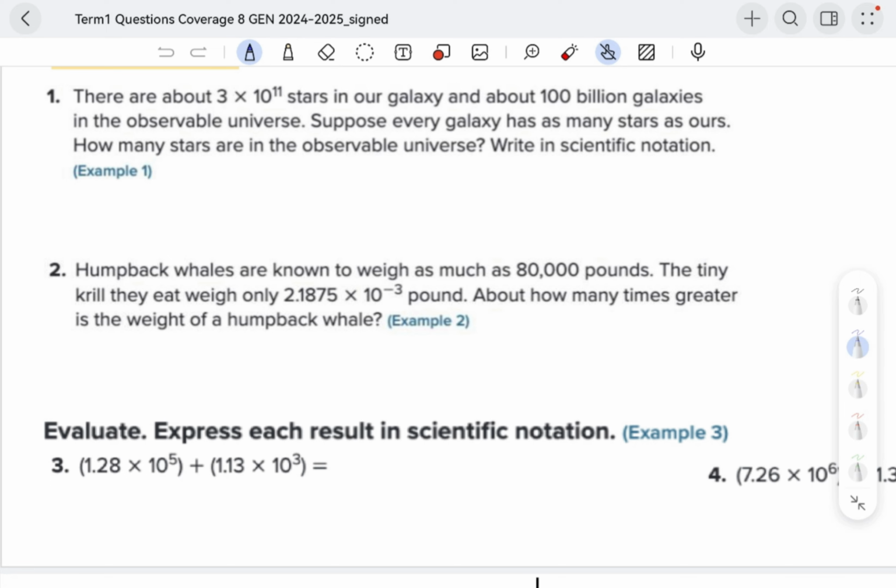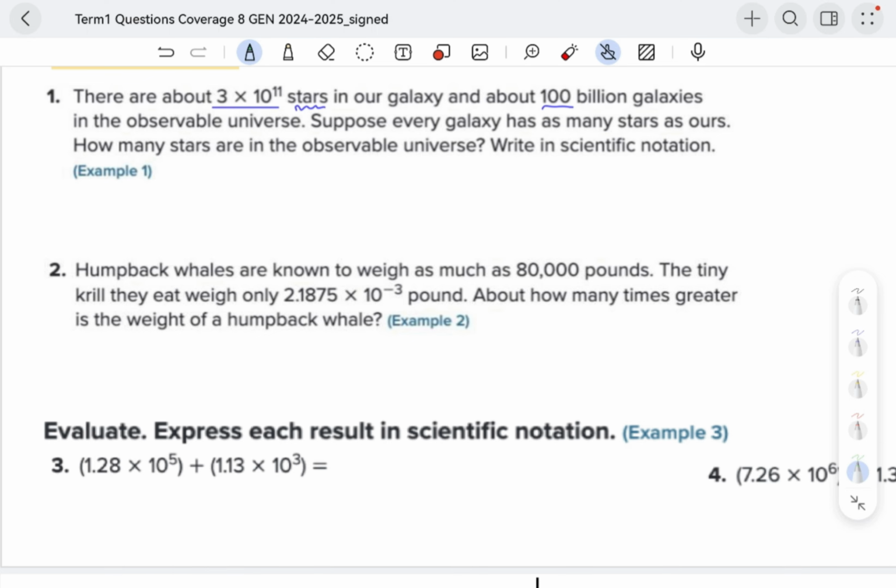Okay. Here in question number 1, it says that there are about 3 times 10 to the power 11 stars in our galaxy, and about 100 billion galaxies. So in one galaxy, we have 3 times 10 to the power 11 stars. Okay, this is only in one galaxy. If we have 100 billion galaxies in our observable universe, suppose every galaxy has as many stars as ours. How many stars are in the observable universe? Write in the scientific notation.